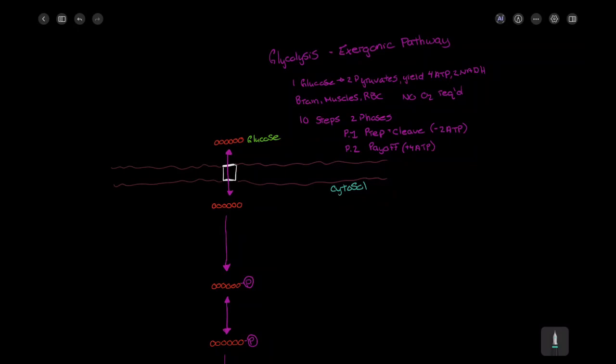Our muscles use it because it's a faster energy source than oxidative phosphorylation, which is important when we need immediate muscle contractions. Our red blood cells have no mitochondria, so glycolysis is the only way that they can get energy. There's no oxygen requirement. It has 10 steps and 2 phases.